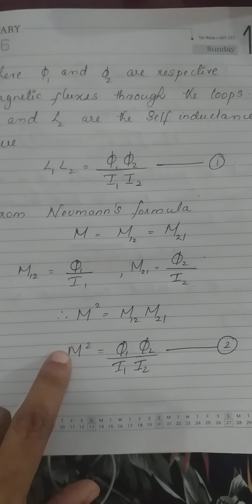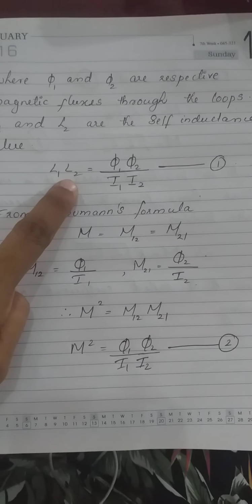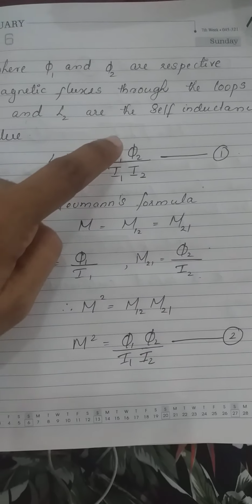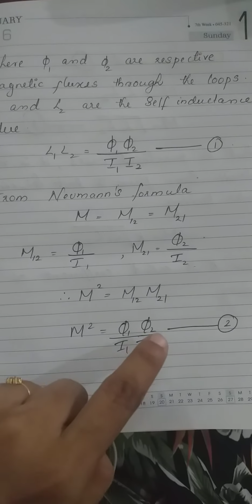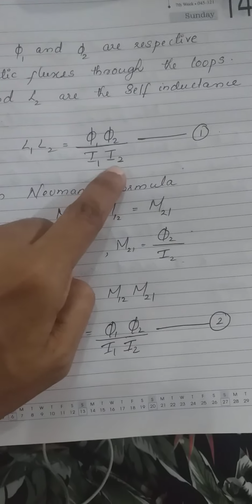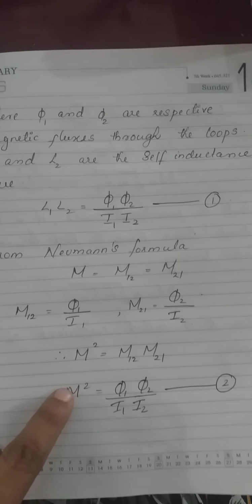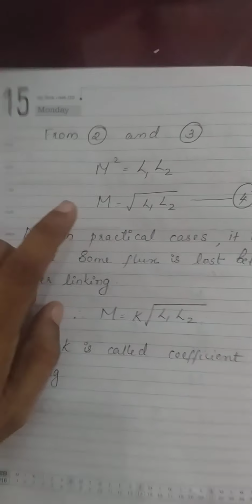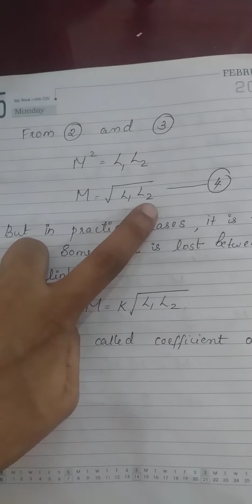So here we got the value of M square, and here we got the value of L1 into L2. Look at the right side of these equations: the same phi 1 by I1, phi 2 by I2 appears in both. So we can equate the left sides. Our equation becomes M square is equal to L1 into L2. Therefore M is equal to root of L1 into L2.